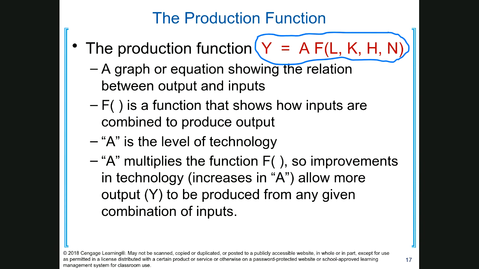A graph equation showing the relation between output and input. F is a function, right? It shows how inputs are combined to produce output. A is the level of technology. A multiplies the function. So improvement in technology, which is an increase in A, allows more output to be produced from any given combination.